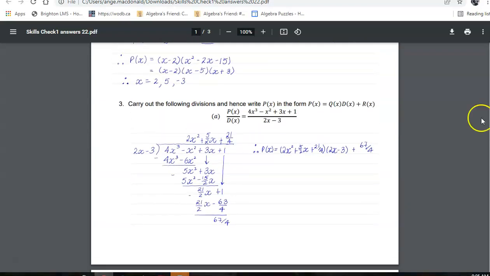You could check by doing a quick expansion. Does that equal your original polynomial? That's if you have time. I do that at the end, if you've got time to do it.